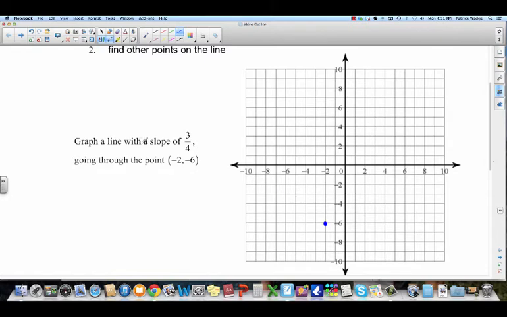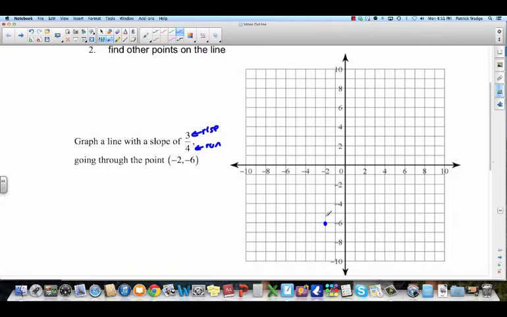Now, it says we have to draw a line through that point. Well, there's all sorts of lines we could draw through that point, right? In any direction we want. But it has to have a slope of 3 over 4. Now, remember, what does slope mean? Like, what's the little equation for slope? The little equation for slope is rise over run. And that's exactly what we're going to do here. We're going to rise 3, we're going to run 4 from that spot right there.